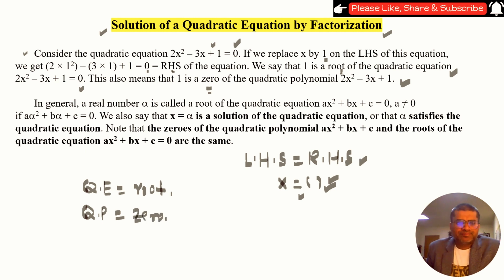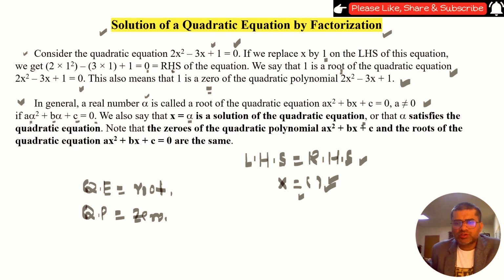In general, see here, a real number alpha is called a root of the quadratic equation ax square plus bx plus c is equal to 0, where a is not equal to 0, if a alpha square plus b alpha plus c is equal to 0. We also say that x is equal to alpha is a solution of the quadratic equation.